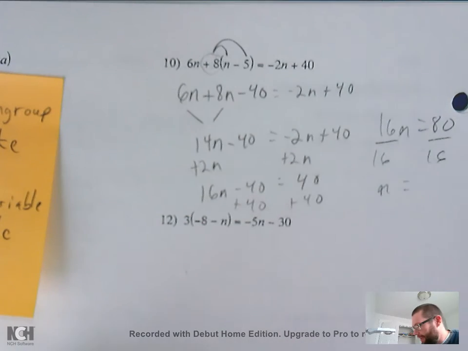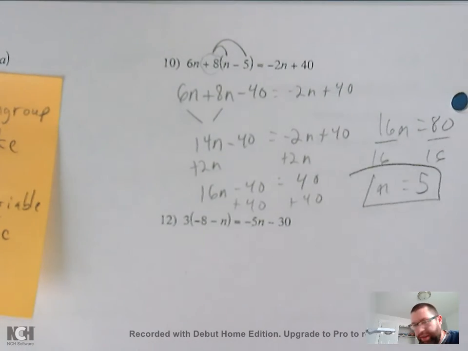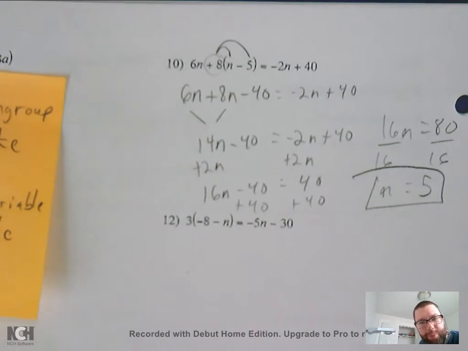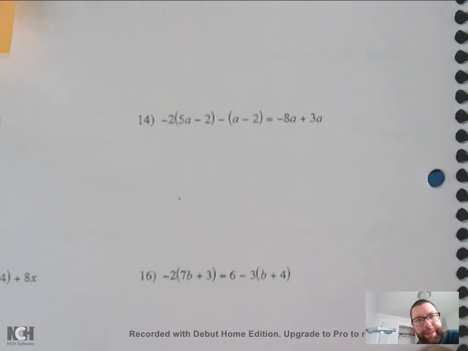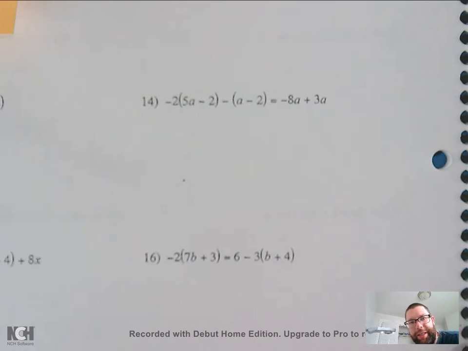80 divided by 16 is 5. So 5 is my answer. And all done. Not too tough, right? Okay. I'm going to do one more example with you guys. We're going to do a biggie. So let's look at number 14 here.